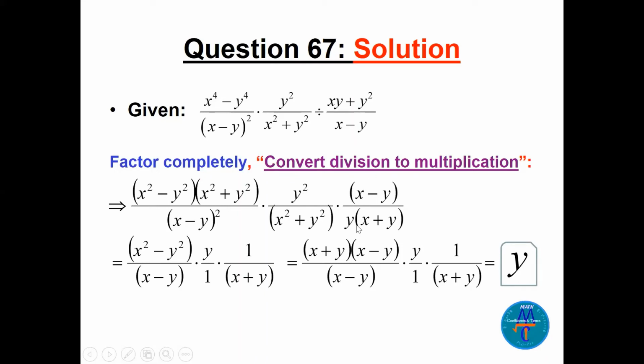Now we start canceling. x² + y². This one becomes (x − y)(x + y). We can do that. And then we can start to cancel (x − y), (x − y), (x + y), (x + y). The final answer, believe it or not, is y only.